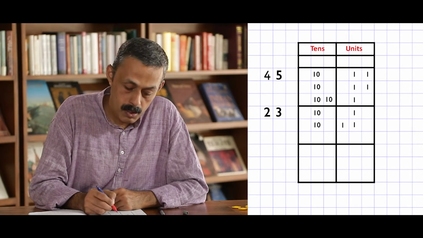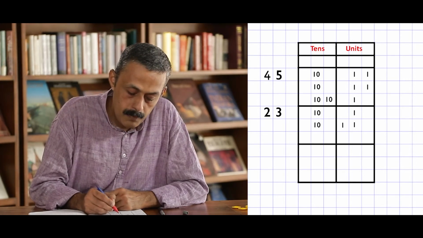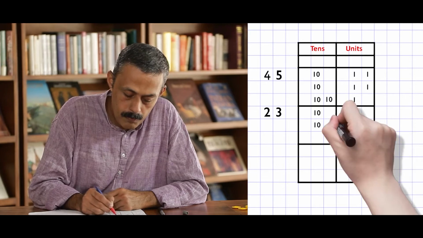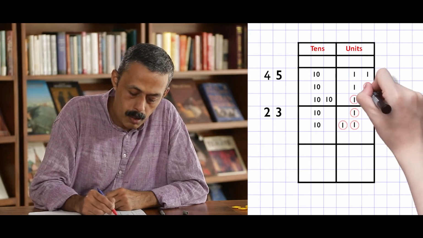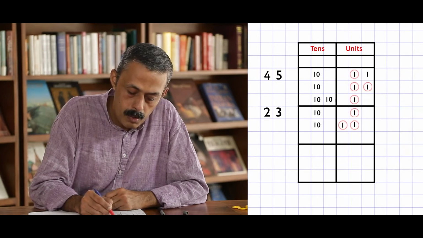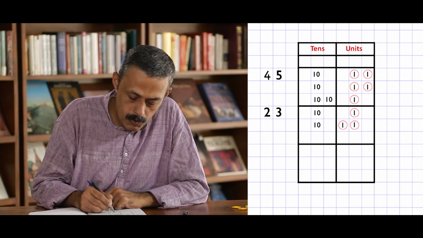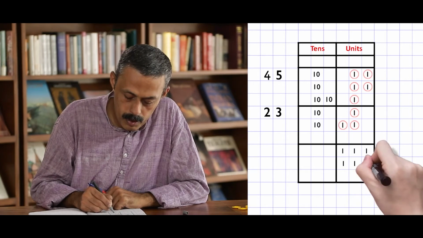What did we do there? We added both these. How is the addition done? I'm adding these using the forward counting. How many units are there? 1, 2, 3, 4, 5, 6, 7, 8 units. I will write these 8 units here.